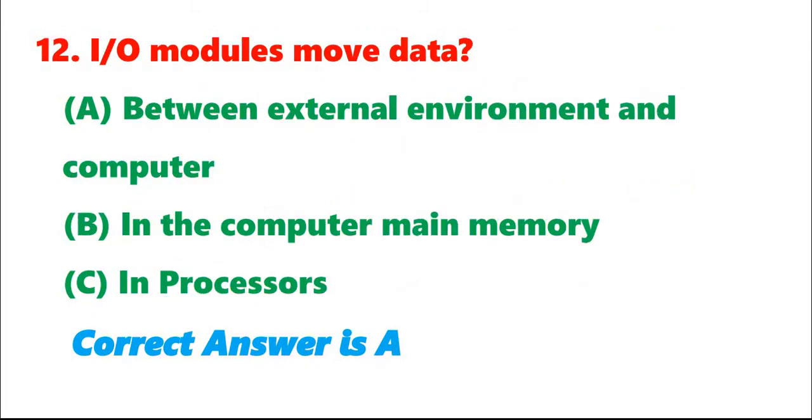12. I/O modules move data: A. Between external environment and computer. B. In the computer main memory. C. In processors. Correct answer is A.